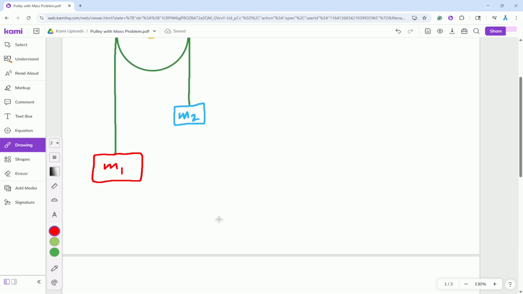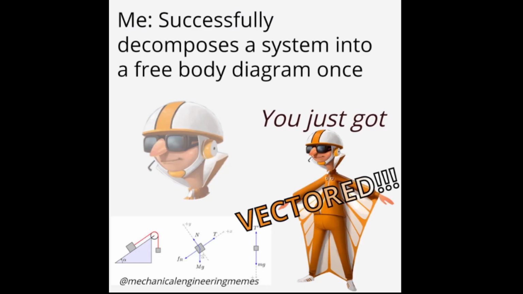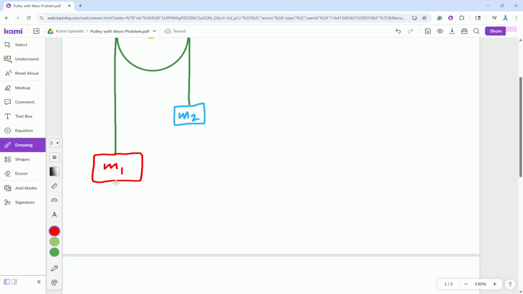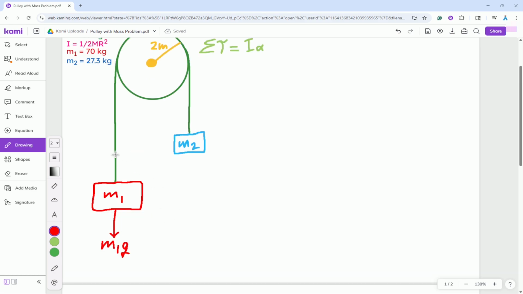First thing we should do is draw our free body diagram. Now, on mass M1, we're obviously going to have a force of gravity down, M1G, if I could write my G correctly, there we go. And then we're going to have a force of tension, FT1, upwards.